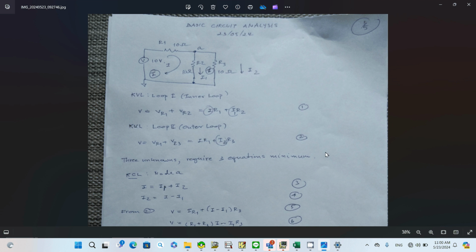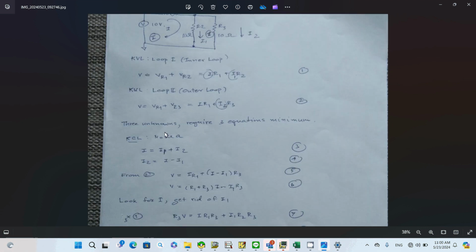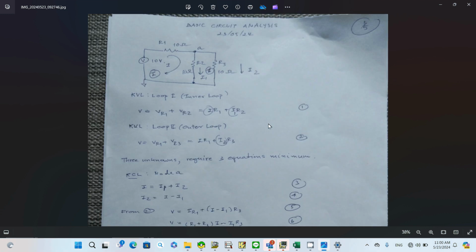And for the third equation, you apply KCL, Kirchhoff's current law, at node A. The summation of the incoming current equals the summation of the outgoing current. So you have I equal to I1 plus I2. Okay, we already have three equations and we're ready to solve the problem.